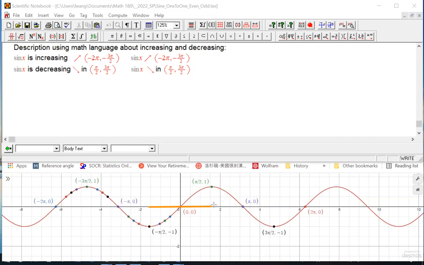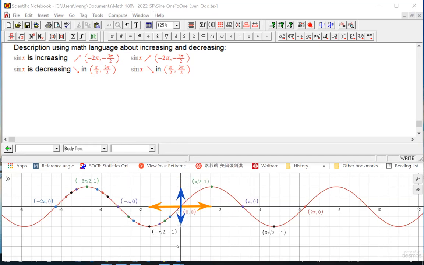The horizontal span is between negative pi over 2 to pi over 2. So this is my horizontal span. And there's a vertical span, which is the blue, between -1 to +1.